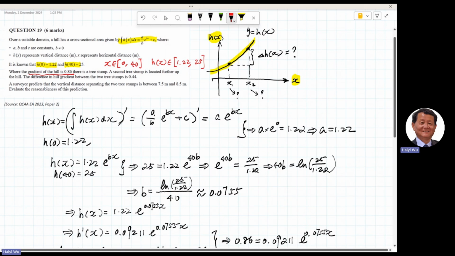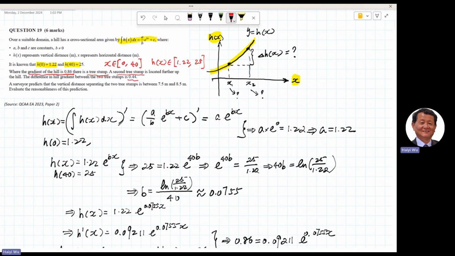Now we're also given another condition, the gradient. There are two stumps. At the first stump, the gradient is 0.88. The second stump is located further up the hill, but they didn't say what the second gradient is. It only gives you the distance between the two stumps, which is 0.44.